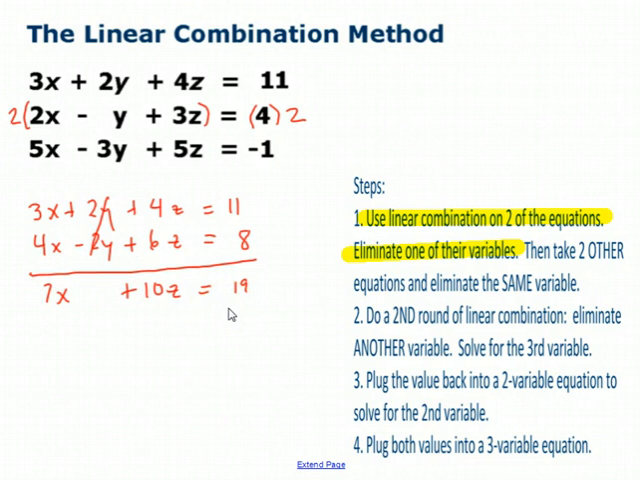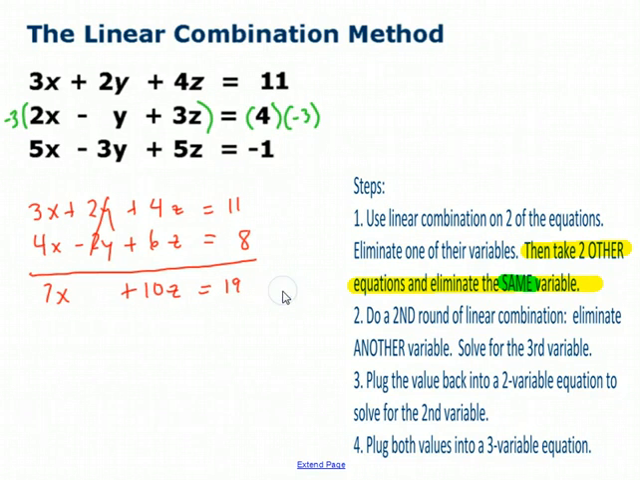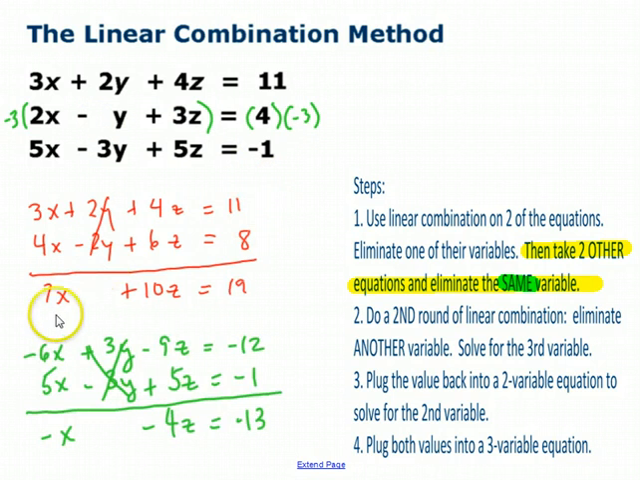10z equals 19. Once you've done that, take two other equations, make sure that you include the equation that you haven't used yet, and do the same thing, eliminating the same variable. If you don't eliminate the same variable, this method won't work. So let's say I wanted to combine the second row with the third row. In this case, in order to cancel the y's, I would have to multiply the middle or second row there by -3. And here written out is what happens.